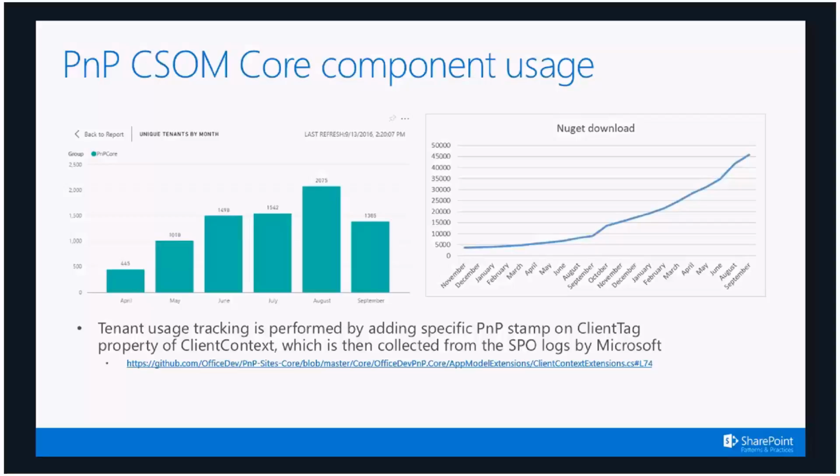And most likely, at this point, somebody might be thinking, wait a minute, how are you actually solving who's using the PnP CSOM core component? Because PnP is part of SharePoint engineering, and the SharePoint service is actually owned by Microsoft as well. How we do this is that we add specific tags to the client tag property of the client context in the PnP core component, so that whenever you're executing something towards SharePoint Online, we get a stamp out of it. And because we are Microsoft, we are SharePoint engineering, we have access to the SharePoint Online logs as well.